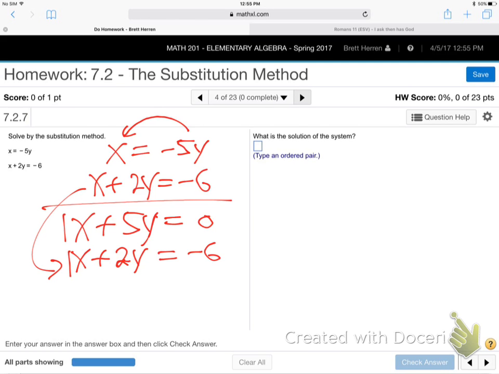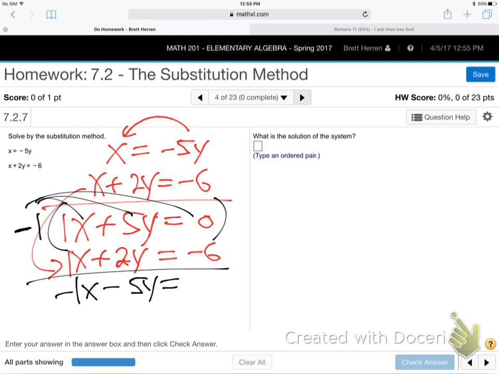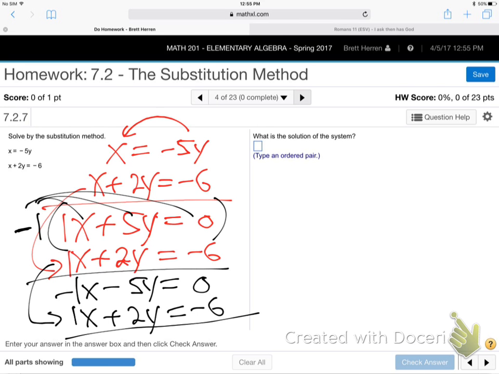So to make the x's opposites, I'll just take the top equation. You could do the bottom, it doesn't matter. And multiply through by -1. Then we get -1x minus 5y. What's -1 times 0? What's anything times 0? 0. And the bottom equation doesn't change. Is that good? Everybody see how I made those x's opposites now? By multiplying that top equation by -1.